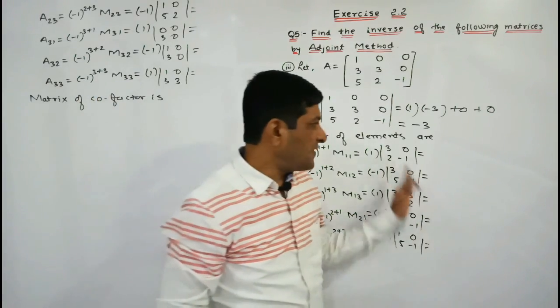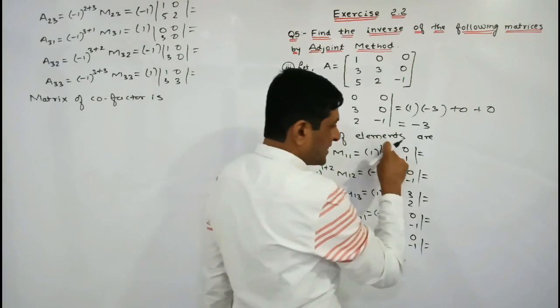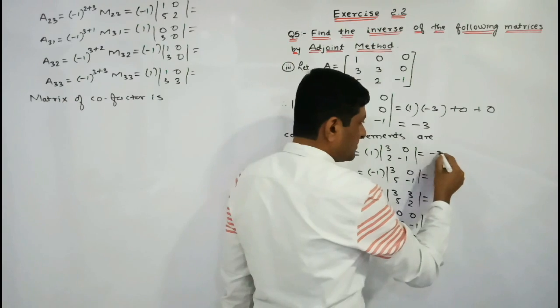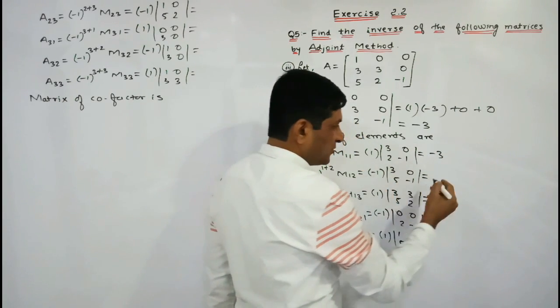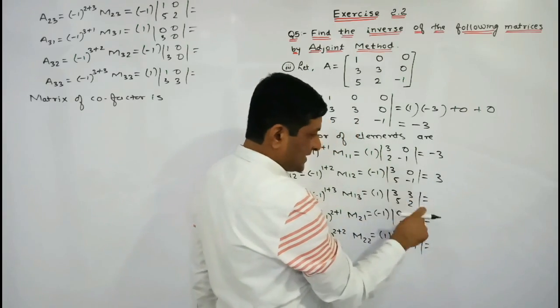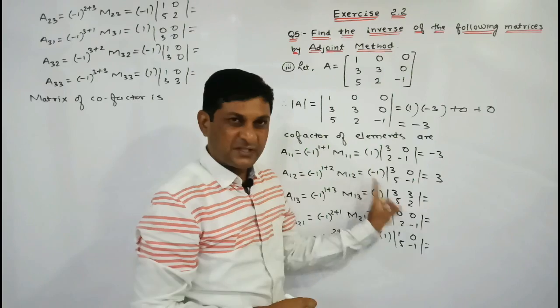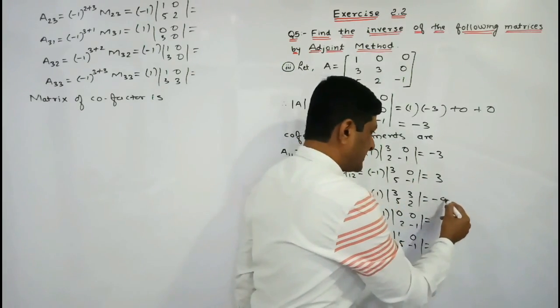Now find out the values of this determinant and complete the calculation part. So here this product is -3, -3 minus 0 is -3, -3 into 1 is -3. Here -3 minus 0 is -3, -3 into -1 is +3. Here this product is 6 and this product is 15. 6 minus 15 is -9.